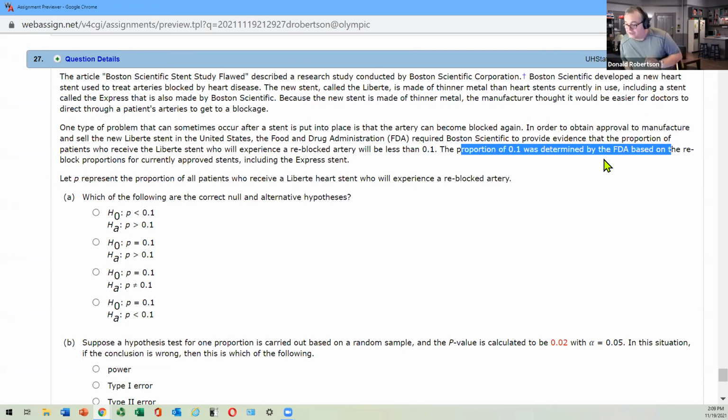recurring blockage, right? So if you get one, you're great 90% of the time, but 10% of the time in a year from now, you're going to have to go in and get another one because you've got a new blockage somewhere else. So the null hypothesis is for these guys that it's equal to 0.1, and isn't the alternate that they at least did that good, so less than 0.1. Are you happy about the null and alternate for this story?